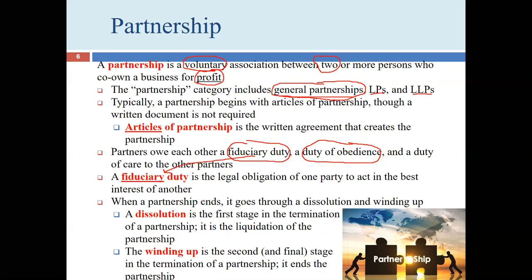All good things must come to an end, as they say, and partnerships are going to be some of the things that do come to an end. The dissolution process, or the ending of a partnership, has kind of two phases. The first is the dissolution, and you can see dissolution is similar to the word dissolve, and this is when the assets of the partnership are liquidated. And then the winding up is the second stage, and this is when the partnership itself actually ends. The partnership itself no longer exists.